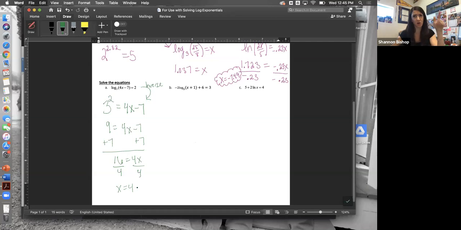Now, do be careful though, because look at part B. When I look at part B, I see a lot of extra stuff.